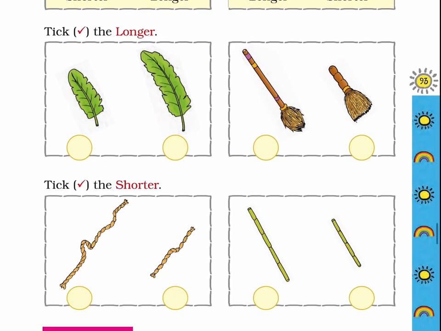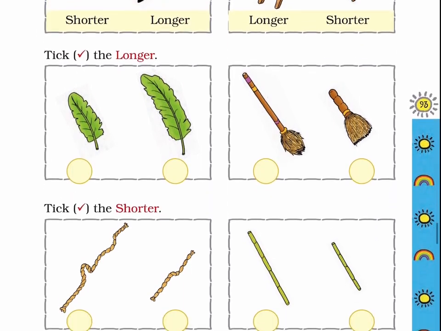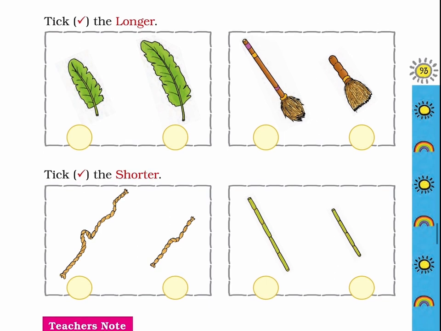Question 1. Tick and identify the longer. Part 2, Picture 1 shows 2 leaves. Leaf 1 is small. Leaf 2 is long. You have to identify the longer leaf.